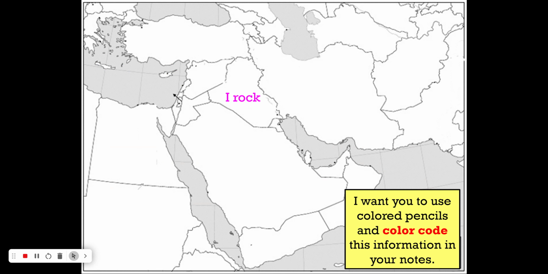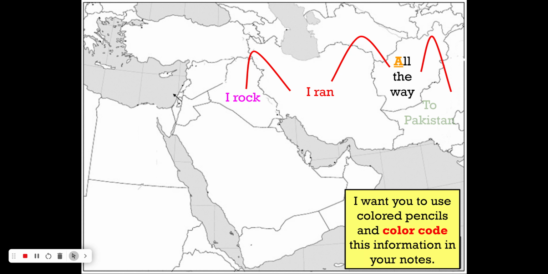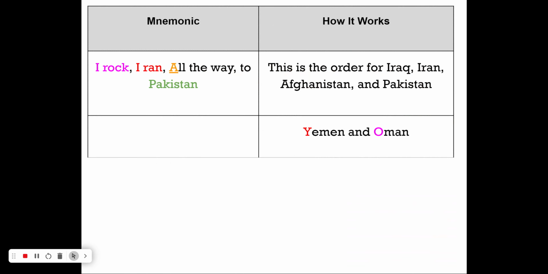Going over one country to the east, we have Iran, the modern day country of Iran. One more country to the east, we have the words "all the way," which is representative of the country Afghanistan. And then we're going to leap over one more country to the east to Pakistan, obviously for Pakistan. So your map mnemonic to remember these four countries in the Middle East is Iraq, Iran, all the way to Pakistan.